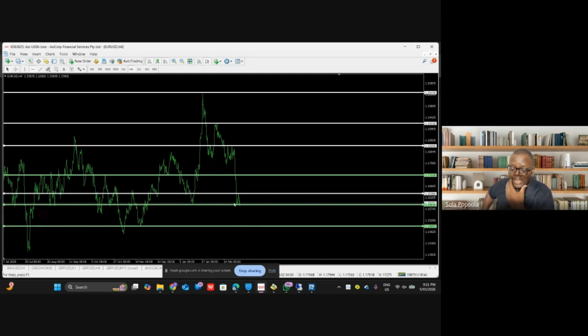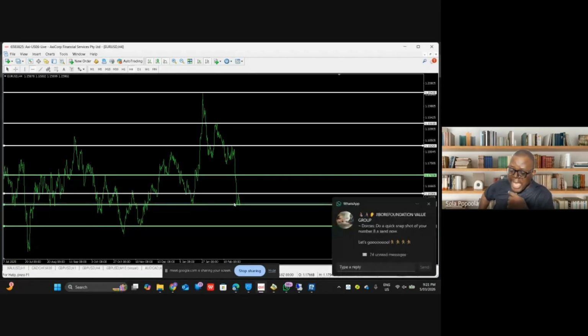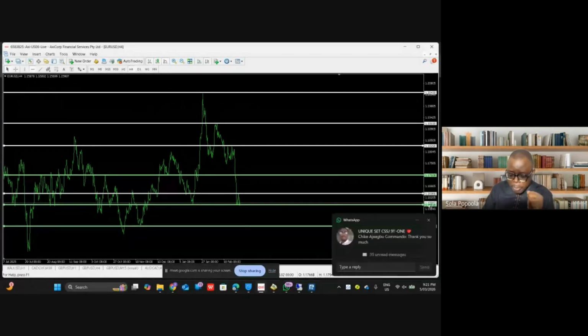If you are a trader here now, looking at what price is doing here, you should not take any decision now. In fact, it is very dangerous for you to take any decision whether to buy or to sell. Oh, it's forming double bottom, it's forming this. Any level can be destroyed. So you need to be patient.